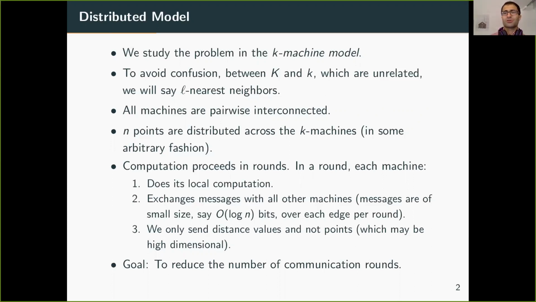In its rounds, each machine does its local computation. Then it exchanges messages with all of its neighbors. And the size of the message is limited to order of log n bits. And in each round, when we are exchanging the data, we send the distance of data to the query point instead of sending the original data, because the data can be high dimensional and it can be very expensive to exchange the data. And our goal is, of course, to reduce the number of communication rounds to get the result.